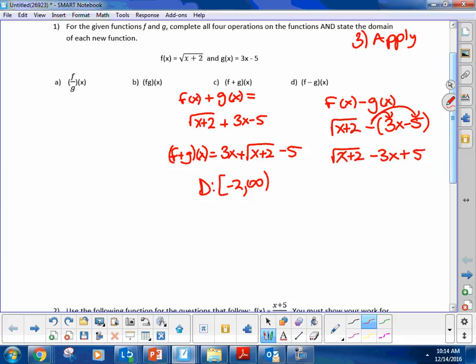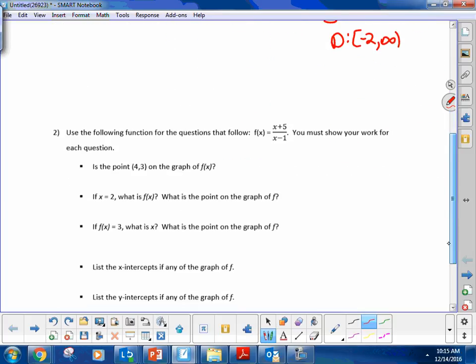And again, so the actual f minus g of x solution on this part would be negative 3x plus radical x plus 2 plus 5, and the domain is everything from negative 2 to infinity. So that's what the operation looks like. So there's not a lot of simplification to happen with these. Let's go ahead and move on to problem 2.